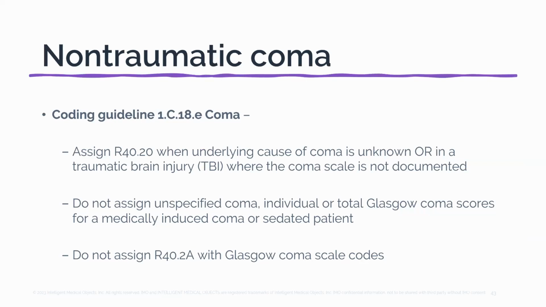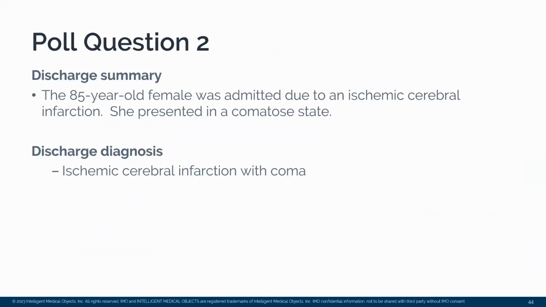And here's a quick refresher on the coma guidelines, which were updated to address the assignment of the code R40.2A. You can see where R40.20 should be assigned, and as noted a prior slide, not to assign the Glasgow Coma Scale codes with R40.2A. And now it is time for our second poll question.